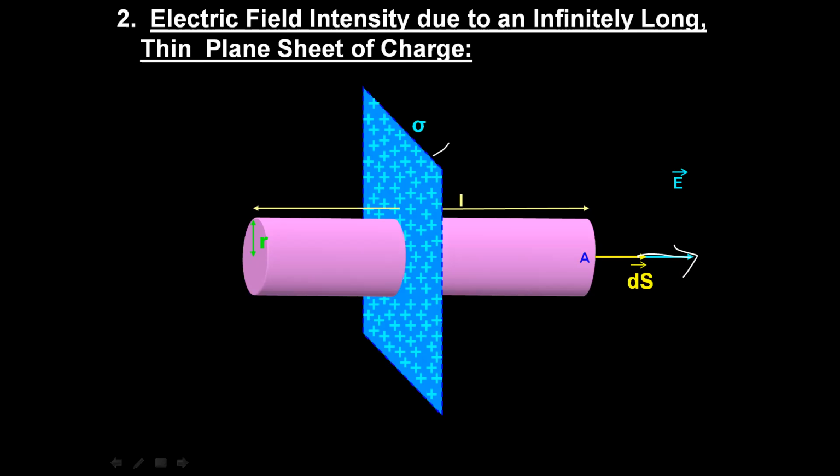The same way, we can consider another area segment B, which is lying on the opposite cross section of the cylinder. Its direction also will be perpendicular, directed outwards. Direction of electric field will be away from the sheet. It can be marked as shown in the diagram.